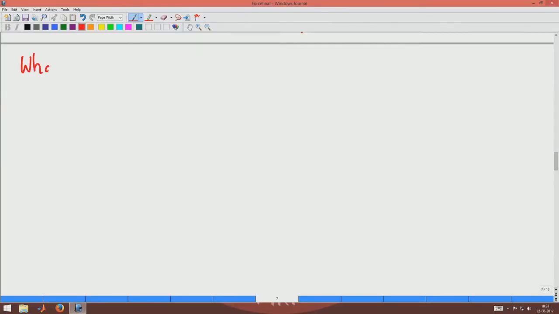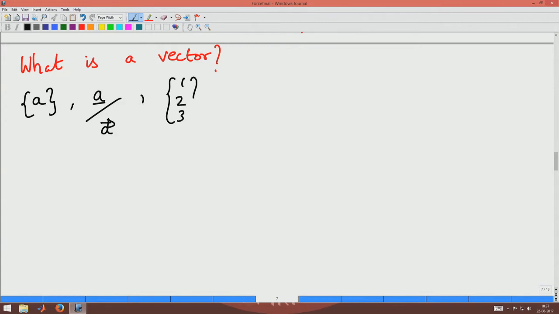We are going to look at what a vector is. A vector, okay. Is this a vector or is this a vector, or some of you would have been using a notation with the arrow on top. Is this a vector or is this a vector, is this a vector or is this a vector?